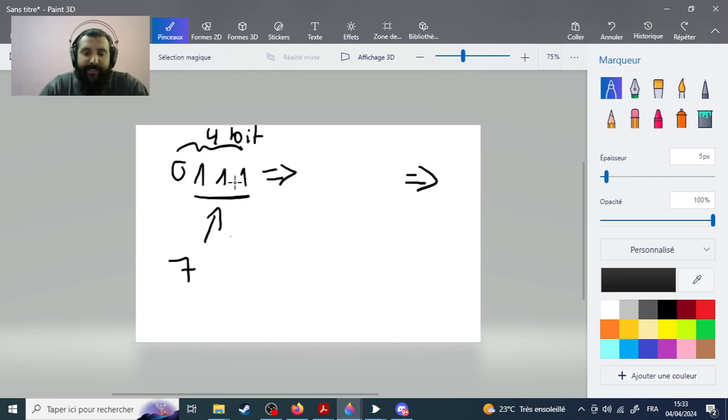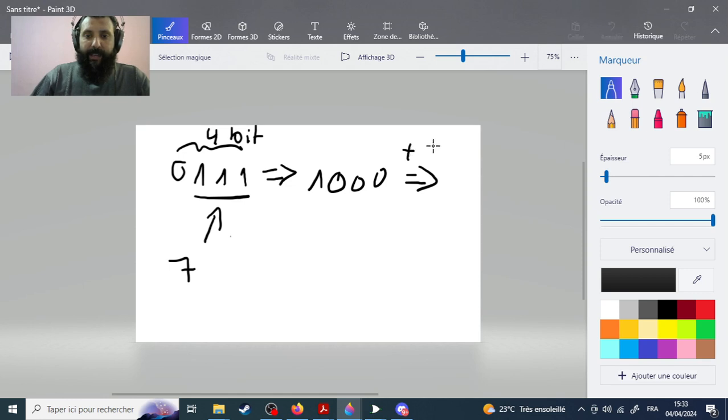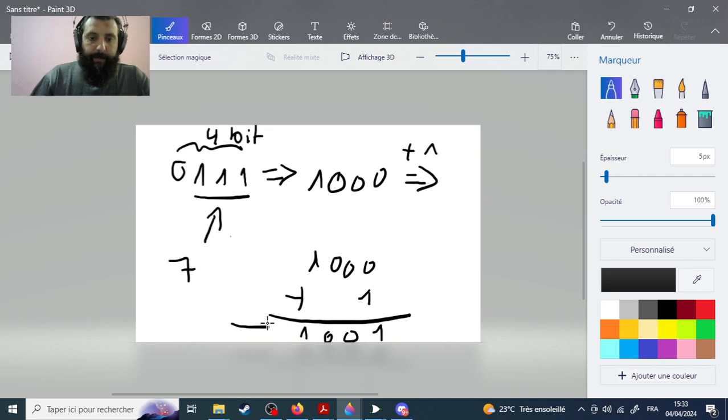And we will try the same. The greatest value is 7. I will revert it, and I will add 1. This is the representation of minus 7. This is minus 7. And the most important thing, we don't have a carry.